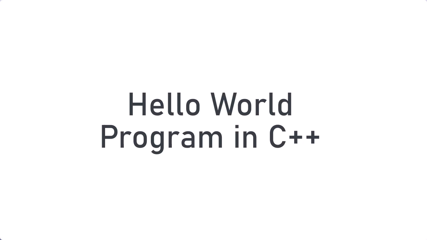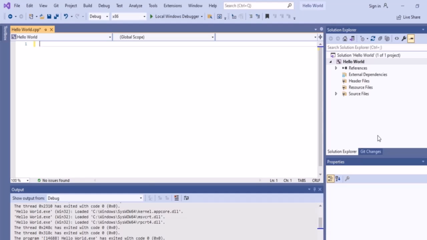Let us begin with a simple example of a C++ program that prints a string on the screen. I am using Visual Studio to execute the C++ program. To compile a program, we need to create a project and give the name. Here I am giving the name as Hello World and .cpp. It is an extension which indicates that we are writing a C++ program.